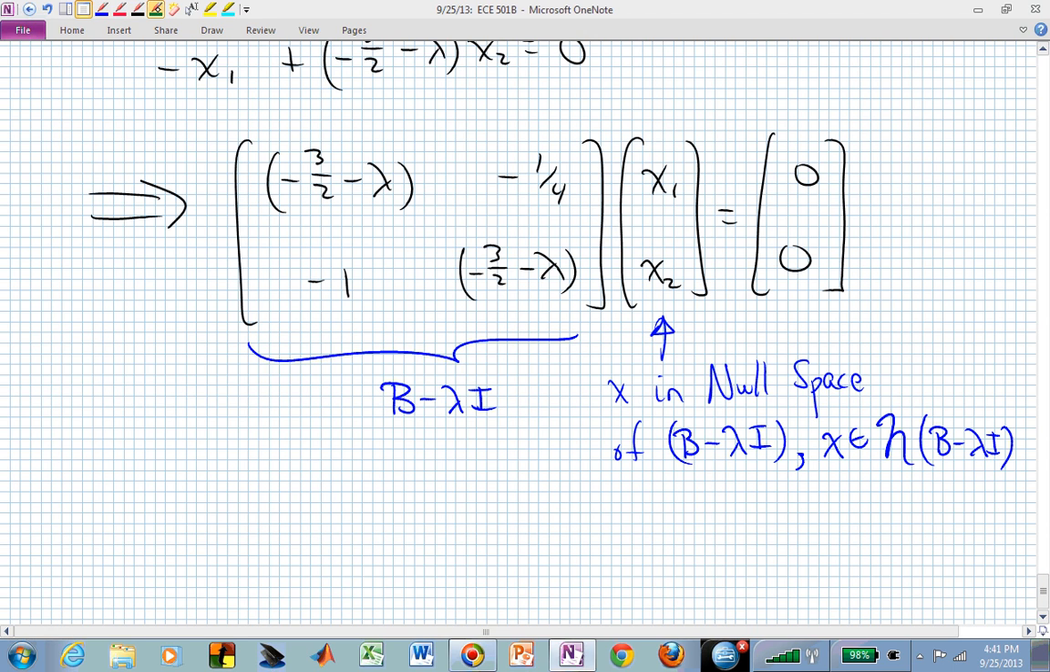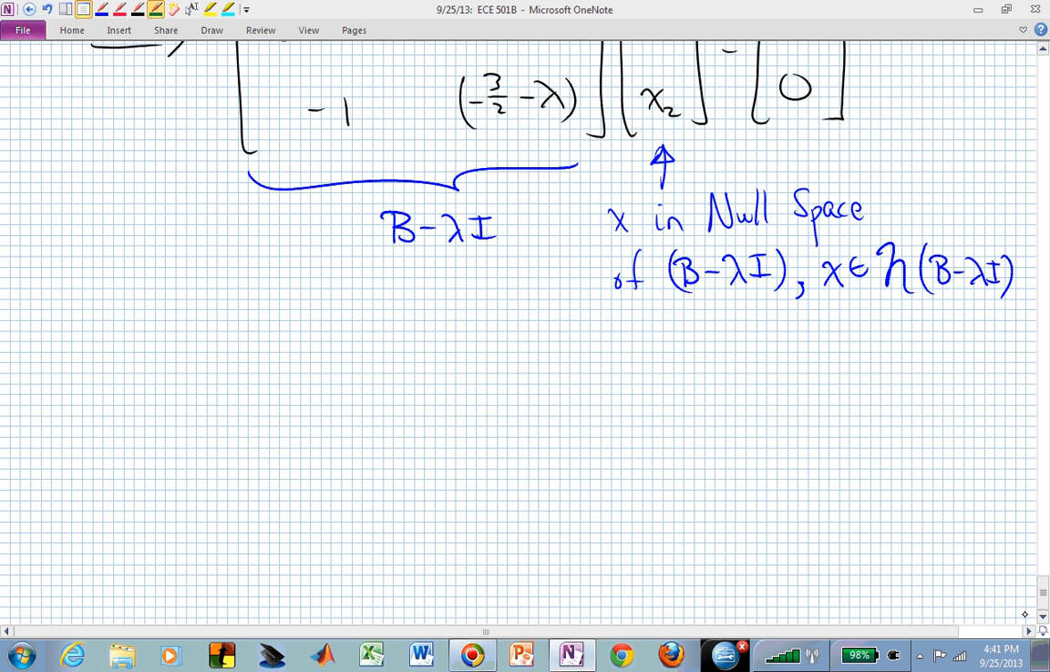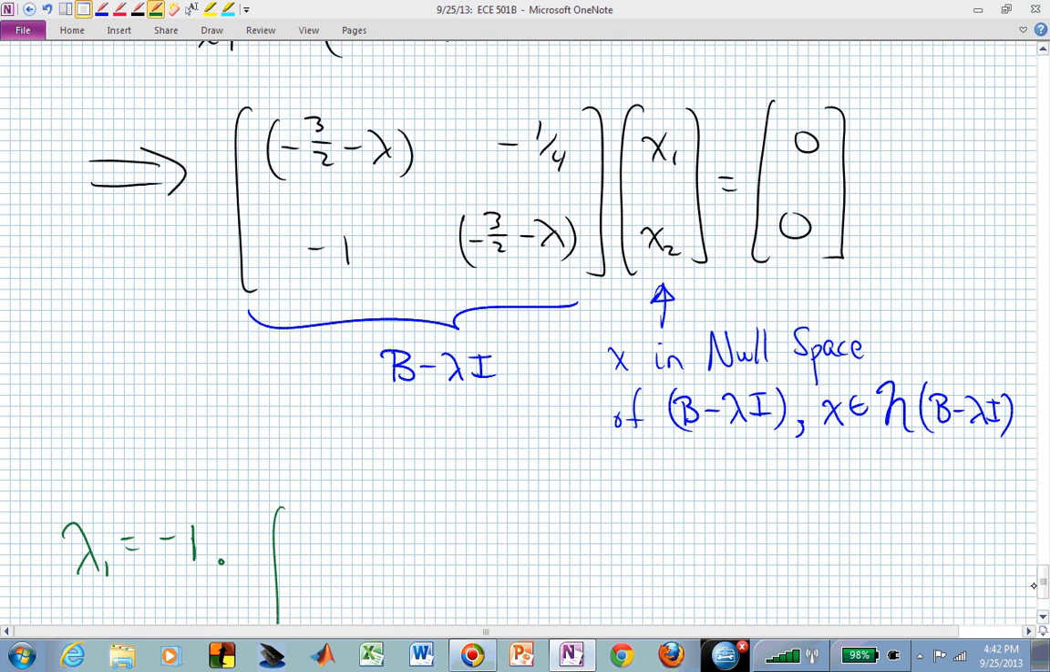We can now look at what that results in when we plug in specific values for our eigenvalues. Our eigenvalues we just determined, didn't we? And they were real, -1 and -2. Let's see what happens when we choose lambda sub 1 equal to -1. We can plug in that value of lambda into our matrix B minus lambda I.